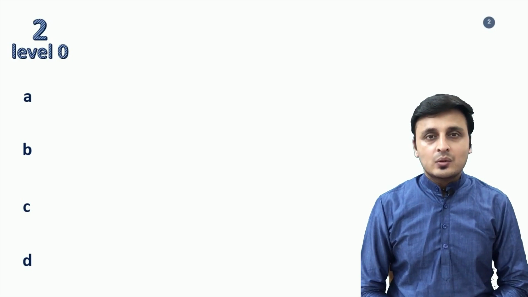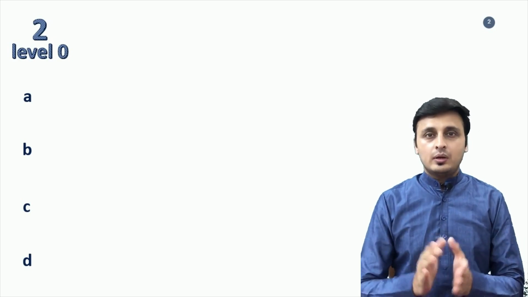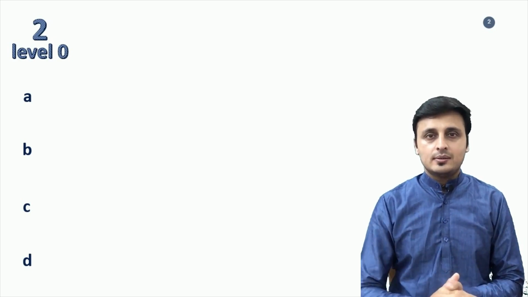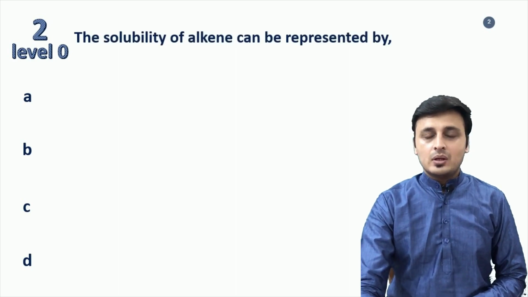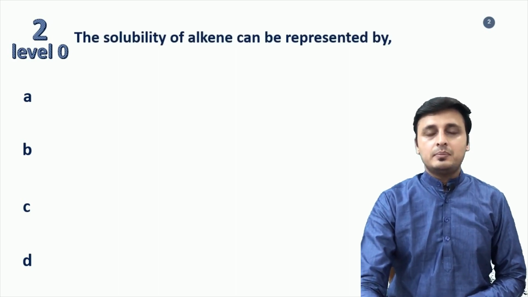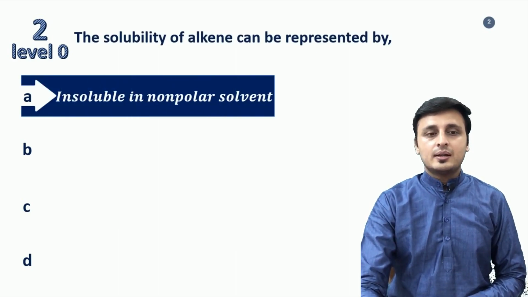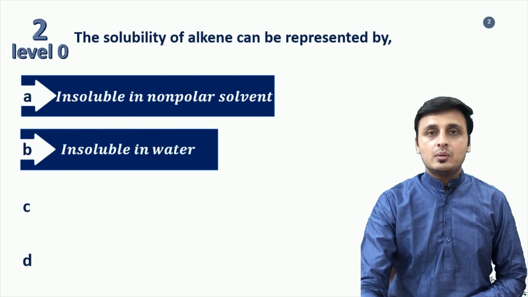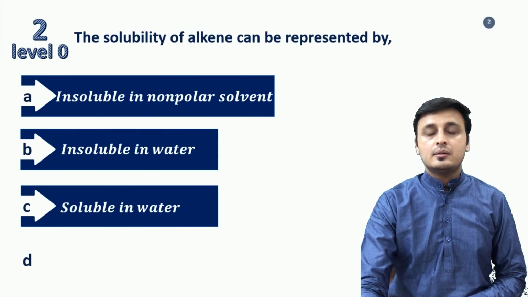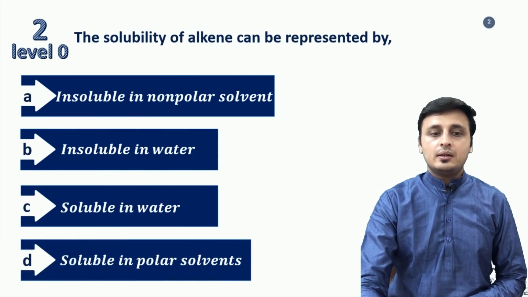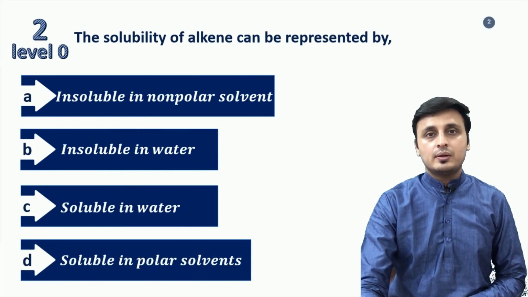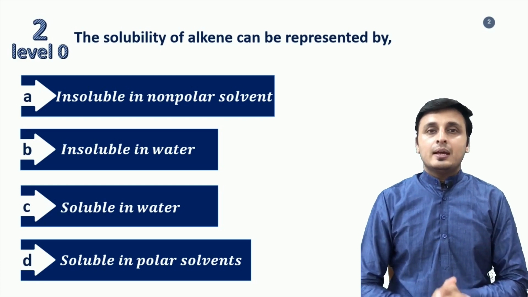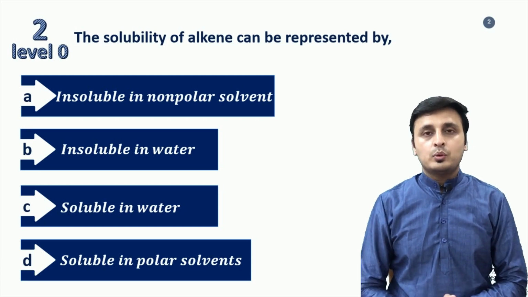Now presenting the second question of the show, question 2, level 0, and the question is: the solubility of alkene can be represented by. Options are A, insoluble in non-polar solvent, B, insoluble in water, C, soluble in water, and D, soluble in polar solvents. Dear friends, alkenes are non-polar compounds.